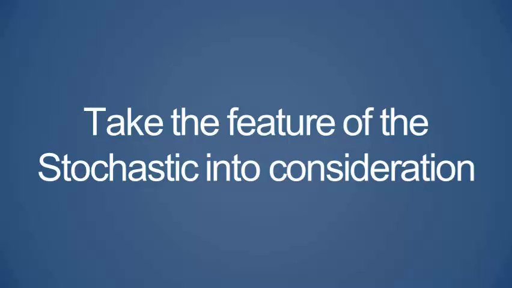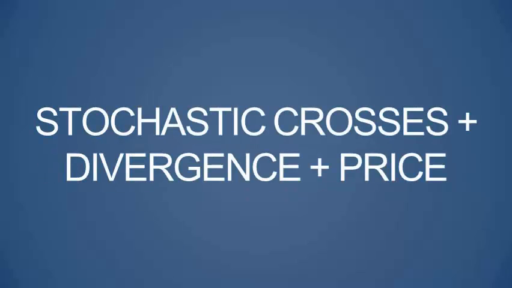Now, stochastic crosses, divergence, plus price. So we could take some of what we covered and add a few layers of confluence to it that may add to the probability of some price movement in our favor.